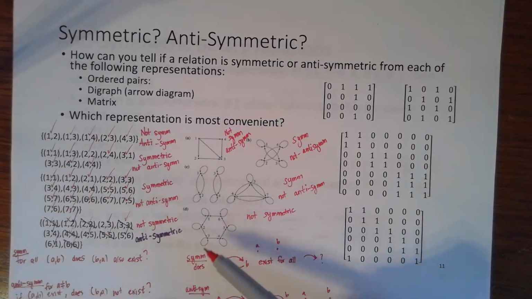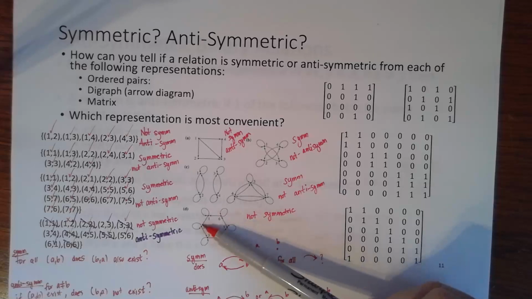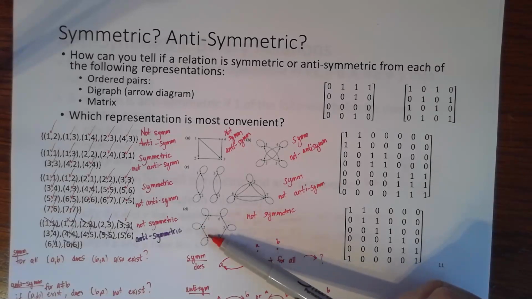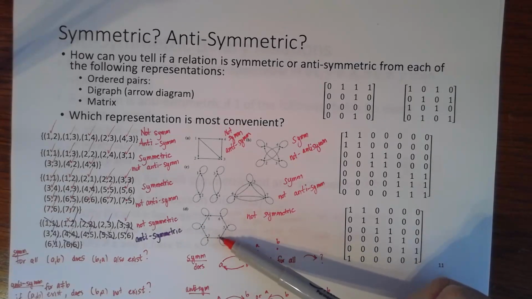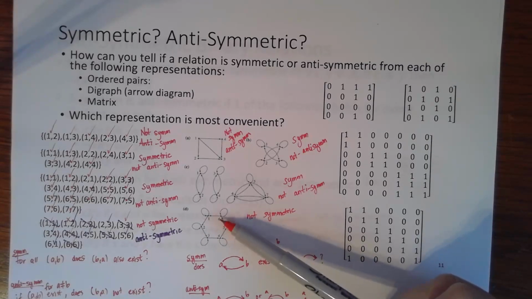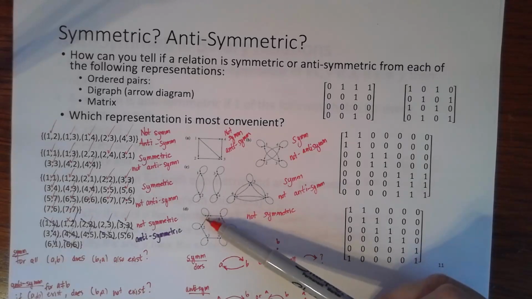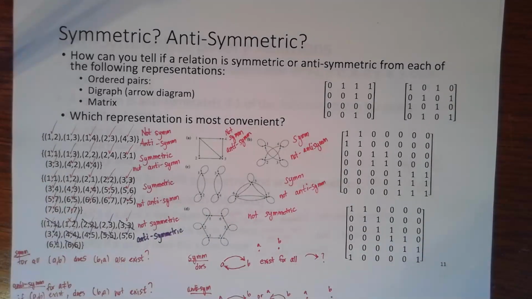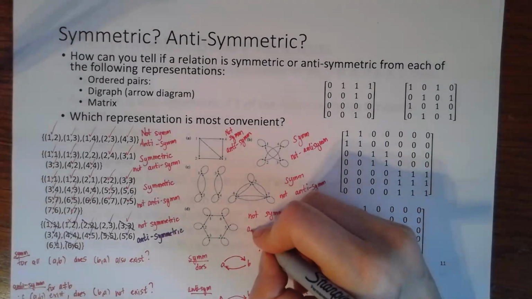And then I've never got a pair. I have 1 to 2, but not 2 back. I have 2 to 3, but not 3 to 2. I have 3 to 4, but not 4 to 3. I have 4 to 5, not 5 to 4. I've got 5 to 6, not 6 to 5. I got 6 to 1, but not 1 to 6. So I never have a pair of them. I only have A to B or B to A or nothing. So this one is anti-symmetric.